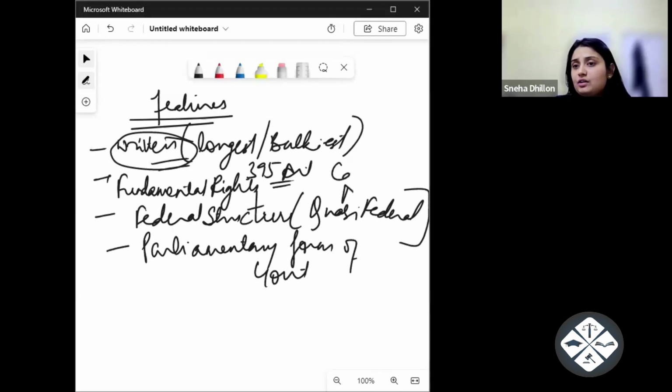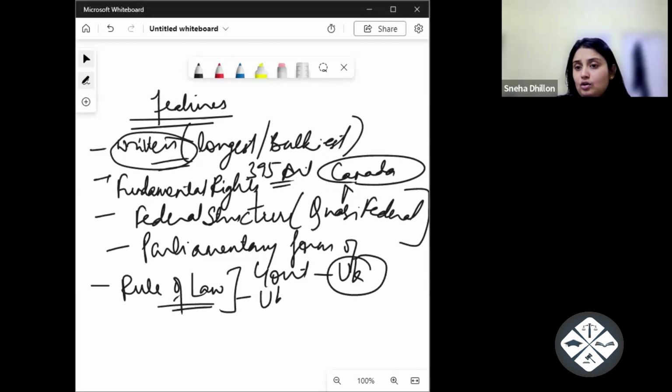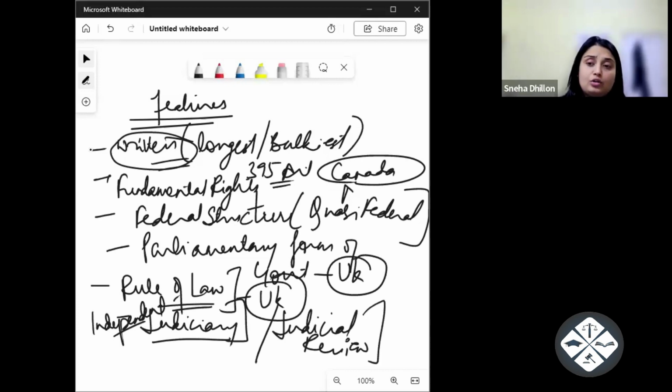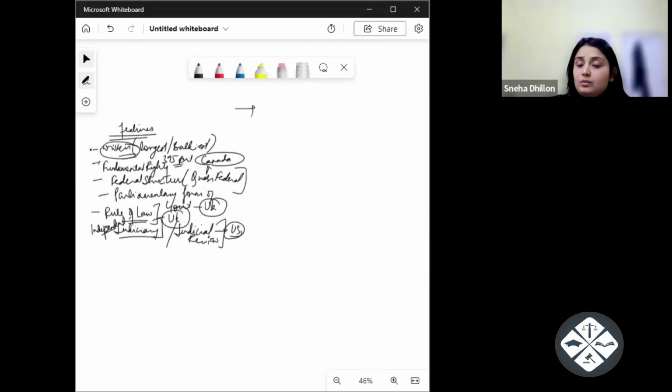The quasi-federal structure we have taken from Canada. The parliamentary system of government we have taken from the United Kingdom. Then we also have the idea of rule of law, which we have transported from the United Kingdom. Our judiciary is independent, the idea of an independent judiciary. Judicial review is also a prime feature of the Indian Constitution, and we have taken this from the US. Along with these, we have the concept of single citizenship, which we have taken from the United Kingdom.